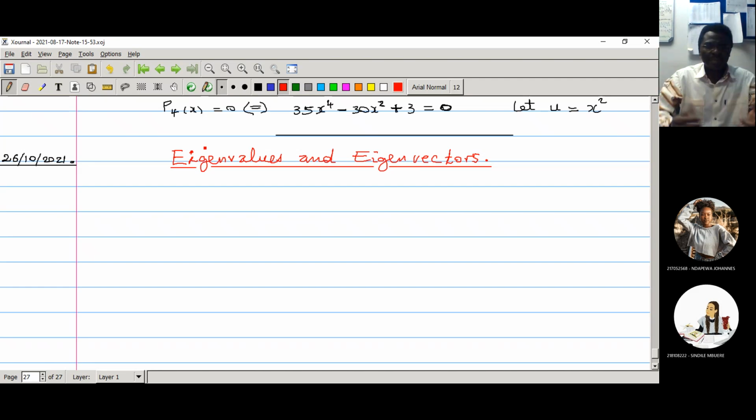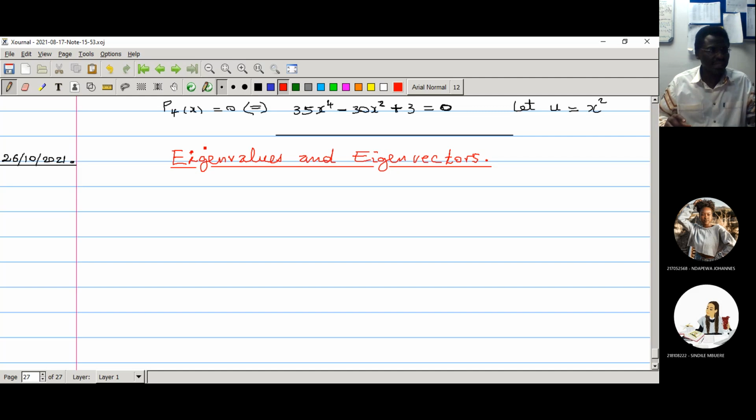So one of the applications of eigenvalues and eigenvectors is in the study of stability of structures. Your harmonic oscillator, anything that can be a structure, a system in general. Also in the solution of differential equations.